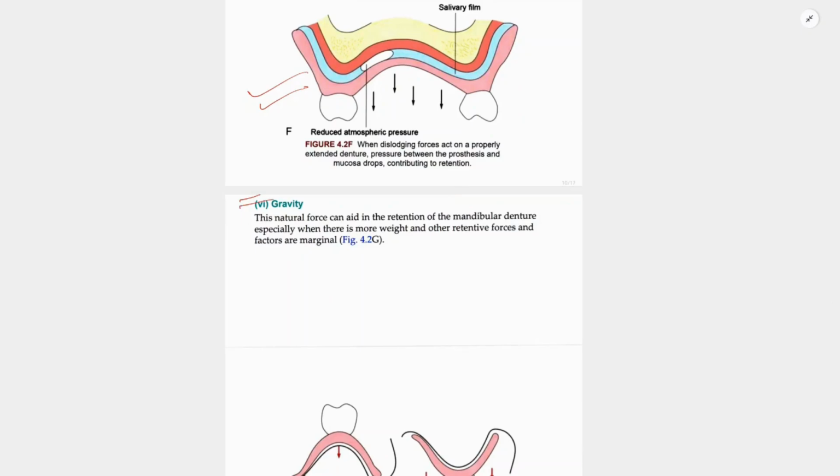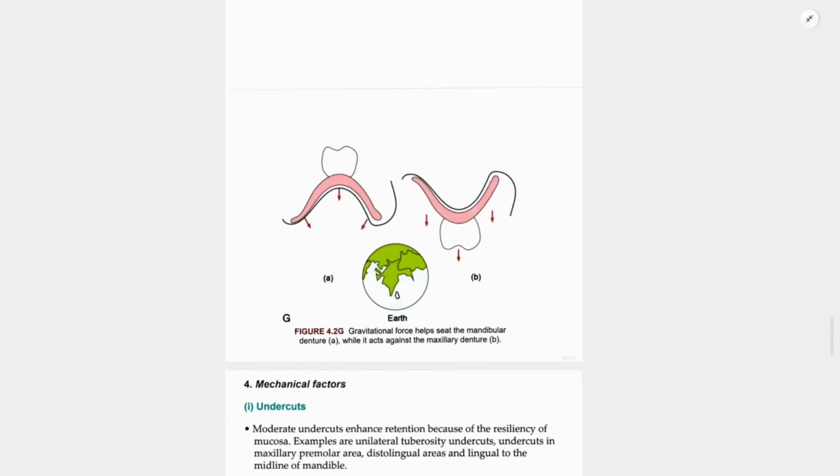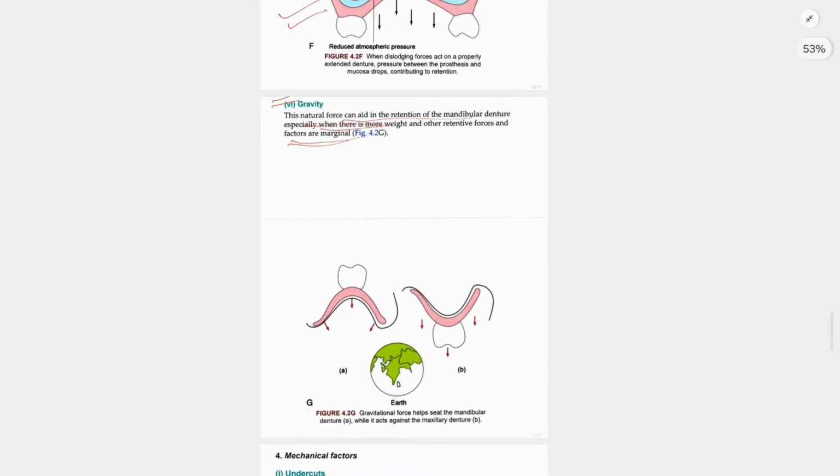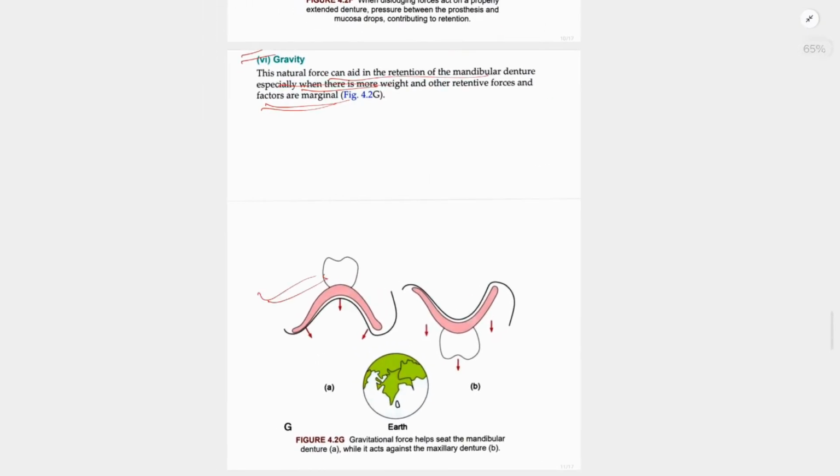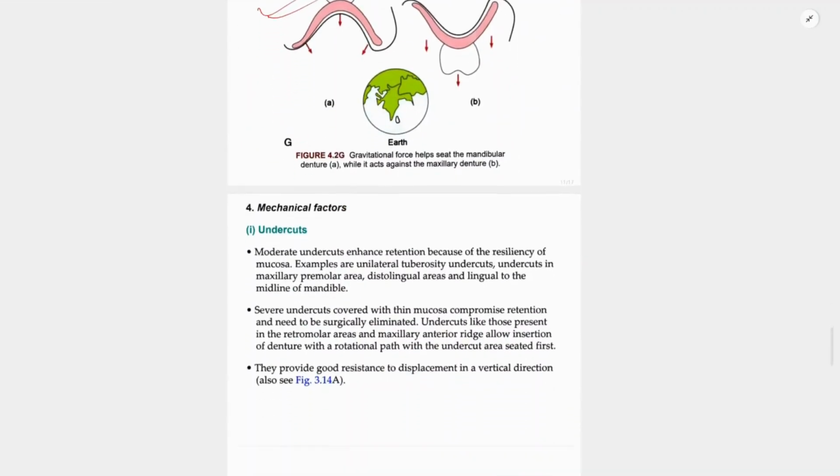Then is gravity. Very easy. This natural force can aid in the retention of the mandibular denture, especially when there is more weight and other retentive forces and factors are marginal. So retention of the mandibular denture is more important for gravity. Gravitational force helps seat the mandibular denture while it acts against the maxillary. Obviously, gravity will act against the maxillary denture, but it will help in seating of the mandibular denture. So you can draw this diagram. So in gravity, the only key point is mandibular denture and aid in the retention of the mandibular denture.